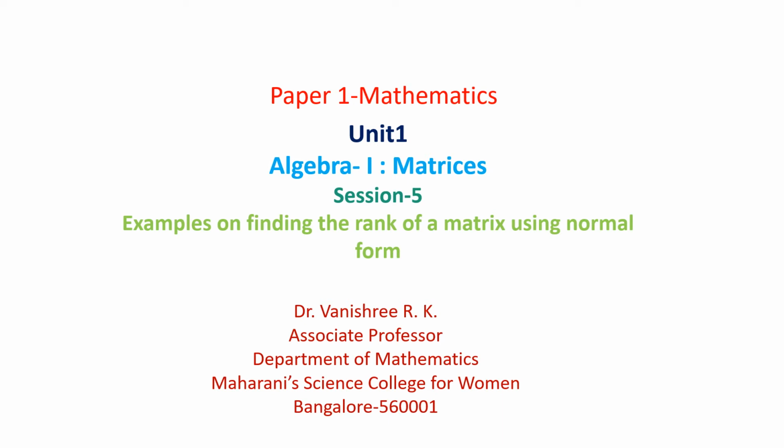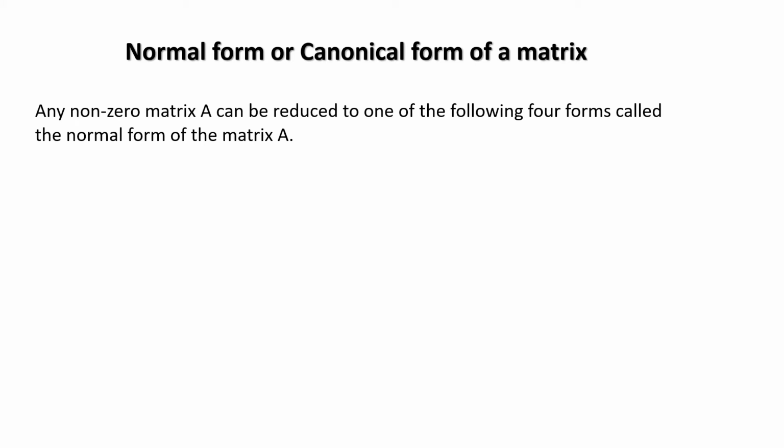Students, this is one more session where we are going to take up a few more examples on finding the rank of a matrix by reducing it to normal form. So we already know what the definition of normal form of a matrix is. How do we reduce the given matrix to normal form?